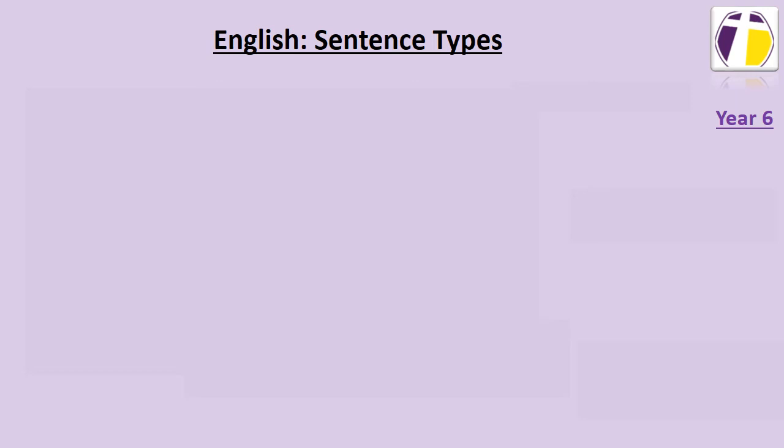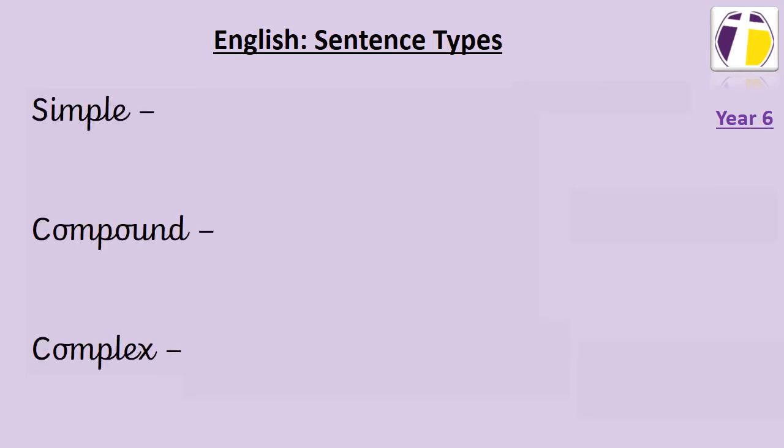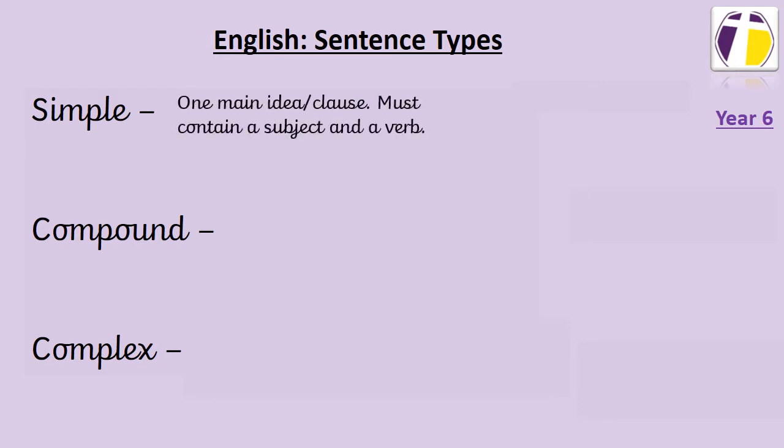In English this week, we have been looking at sentence types. There are three main types of sentence we may use in our writing. These are simple, compound, and complex. A simple sentence contains one main idea or clause. It must contain a subject and a verb. Here is an example. I jumped in the air. The subject here is I, and the verb is jumped.